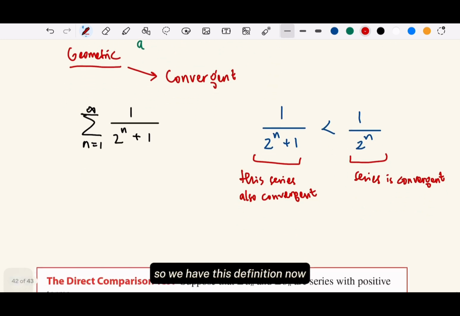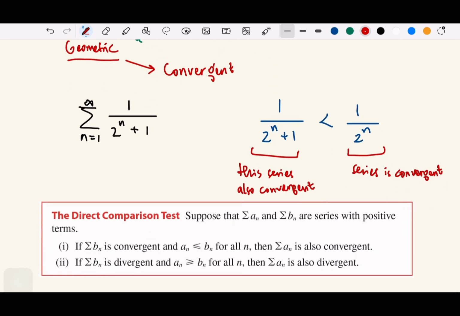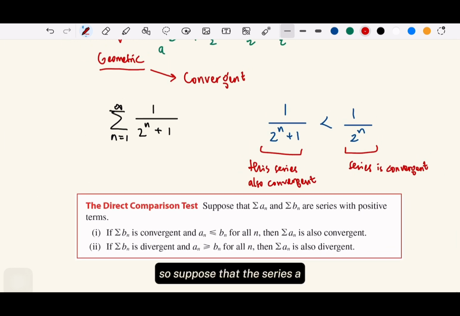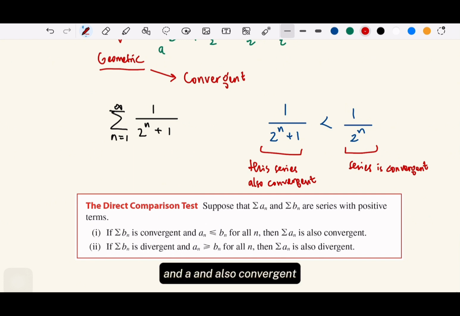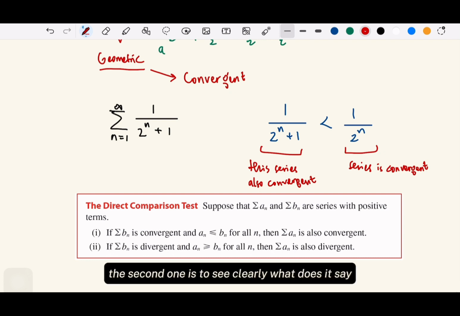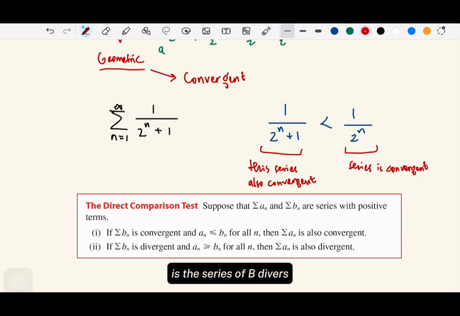So we have this definition now. Suppose that the series An and Bn are series with positive terms. If the series of Bn is convergent, and An is less than or equal to Bn, which is similar to what we have in the example, then An is also convergent. The second one, you need to see clearly what it says. If the series of B diverges, and A is greater than B, then A must be divergent.